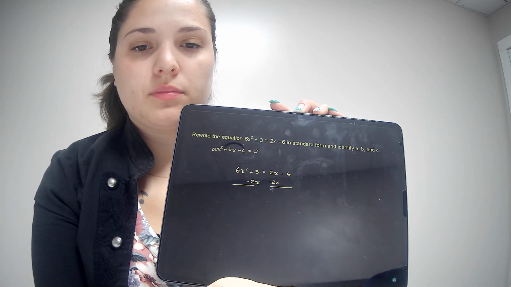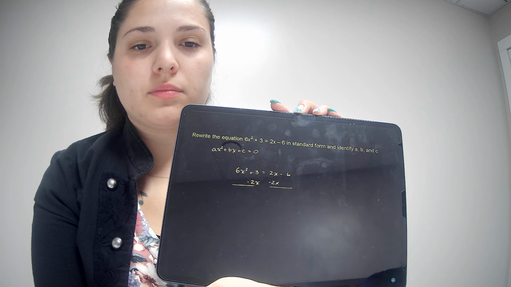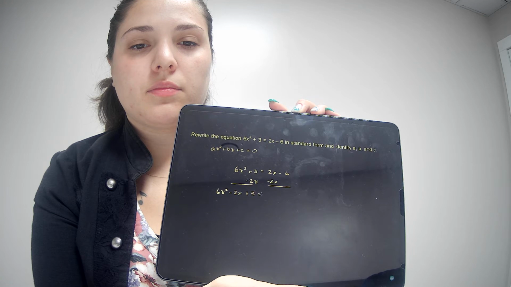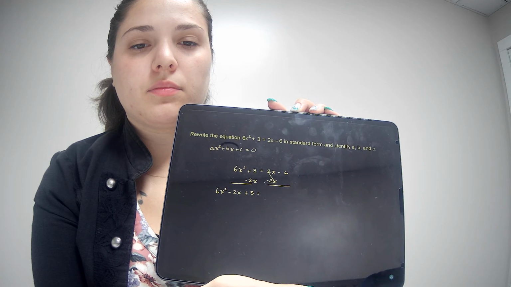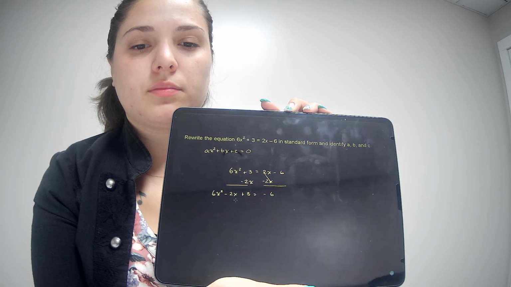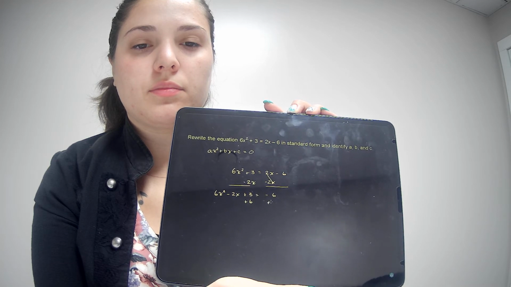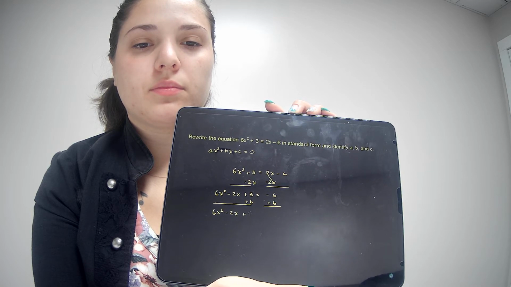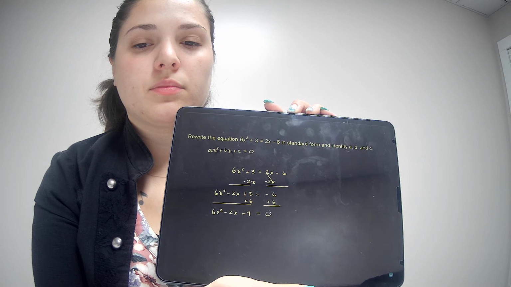And then I'm going to write it in descending order for the exponents on x. The highest exponent is x squared, so I'll write that first. 6x squared, and then we have minus 2x, and then we have plus 3 is equal to, the 2x's on the right cancel out, equal to negative 6. And now to get rid of this negative 6 on the right-hand side, we can add 6 to both sides. And then this simplifies to 6x squared minus 2x plus 9 is equal to 0.